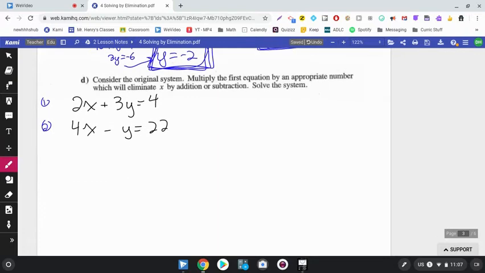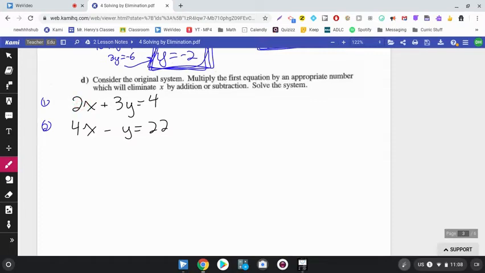Now it says, well, what if you solve it so that you could eliminate x? I can totally do that. What I'm looking for is how could I change one or both of these equations so that I get the same coefficients? And if I'm focusing on x, hey, I could turn 2x into 4x. All I'd have to do is double it, right?